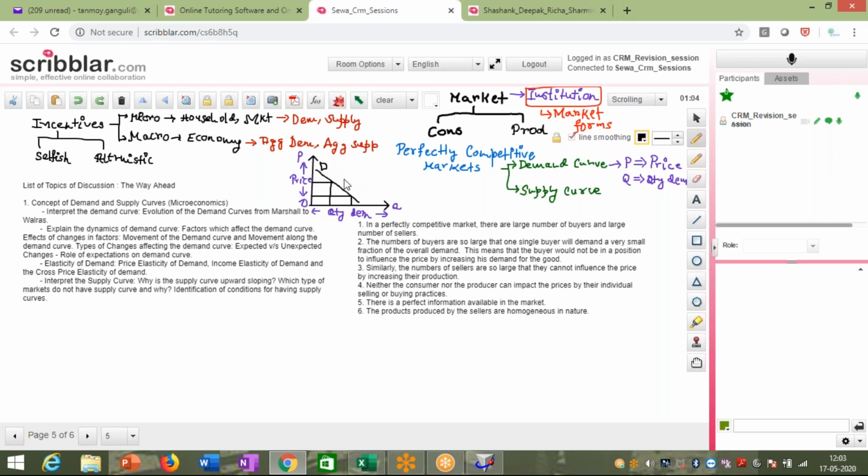So your D dashed is the demand curve for the commodity, right? So basically, what we are trying to say over here is that at a higher price, the willingness to pay for the individuals is relatively lower. So there are a lower number of individuals who are willing to pay a higher price to get a certain amount of quantity. On the other hand, at a lower price, there are a larger number of people who are willing to pay.